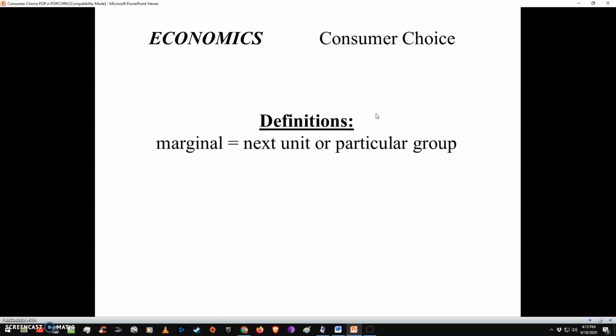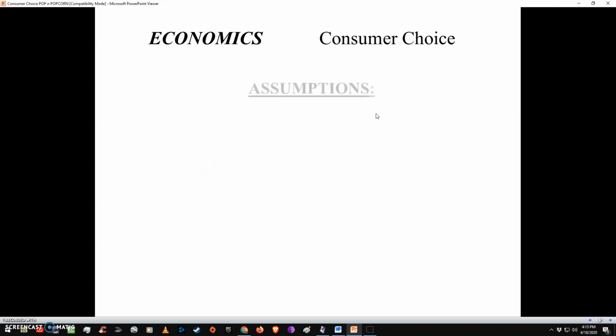Now, long story short, once upon a time there were definitions. For example, what does marginal mean? Well, it means the next unit, the next group. And utility is like Batman. Batman has a utility belt. It's useful. It's value. It has satisfaction for him. If you take the usefulness of something and put it together with that particular group, it's called marginal utility.